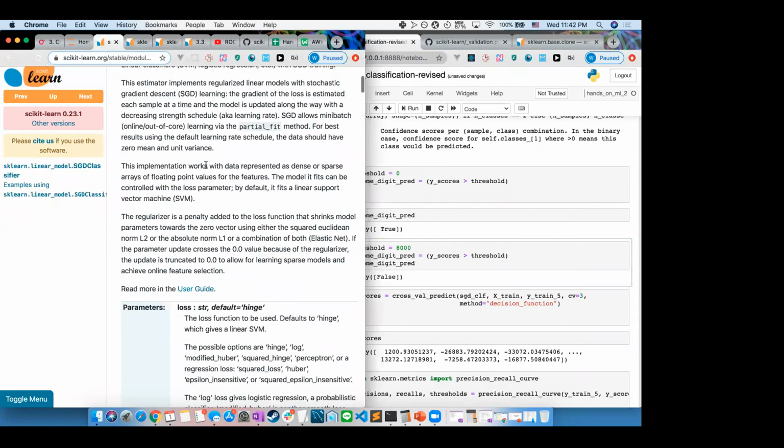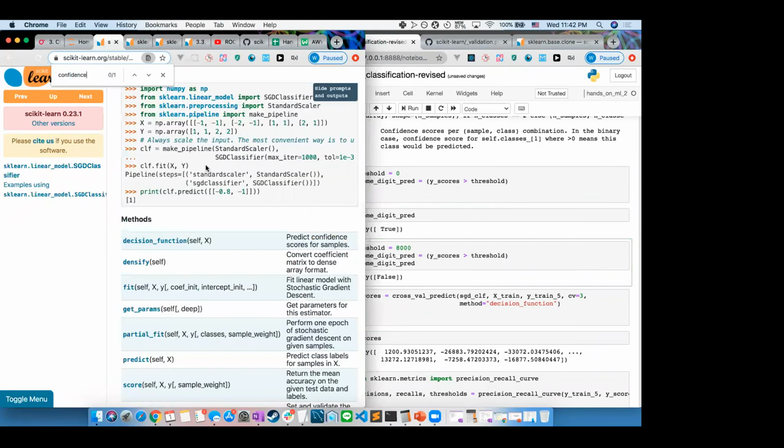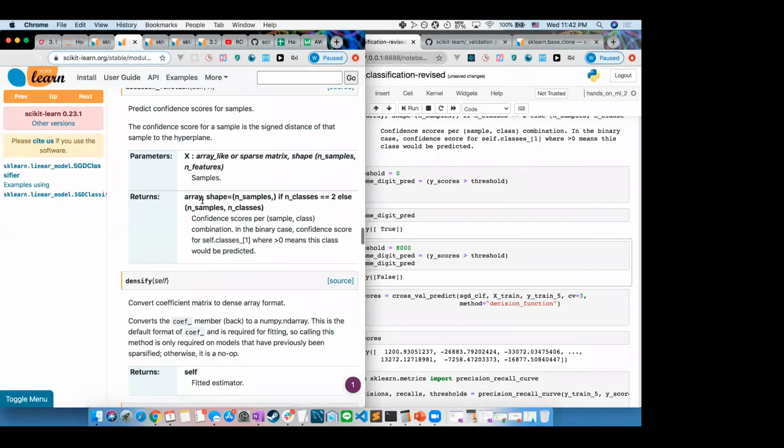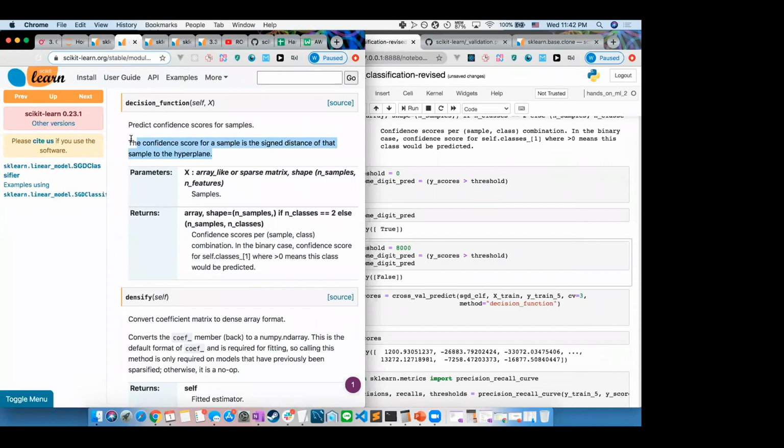But you could actually probably convert it to a probability by normalizing it by its maximum. So what it actually does is it calculates the signed distance between the hyperplane and the current point that we are trying to predict, and that's the score it outputs.